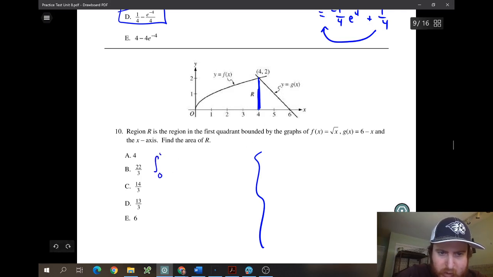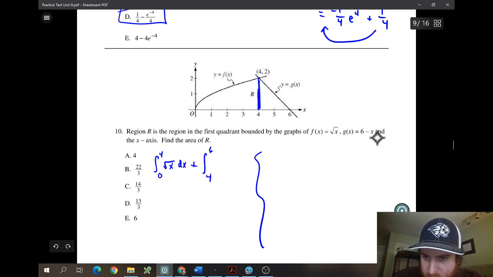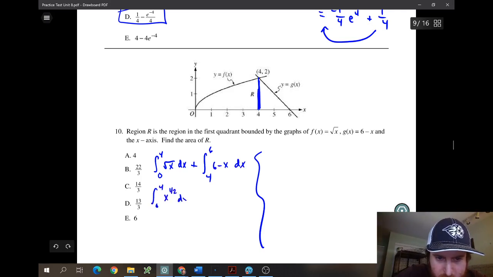So we have the 0 to 4. The f of x graph is square root of x, and then plus from 4 to 6, that's the right side, of g of x. Now for the g of x graph, that's y equals 6 minus x, so 6 minus x dx. And so I can change this to the integral from 0 to 4 of x to the 1/2 dx, plus the integral from 4 to 6 of 6 minus x dx.